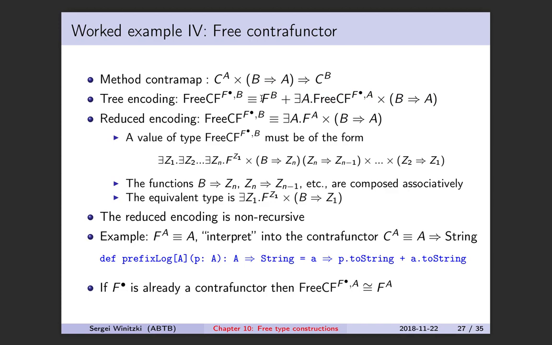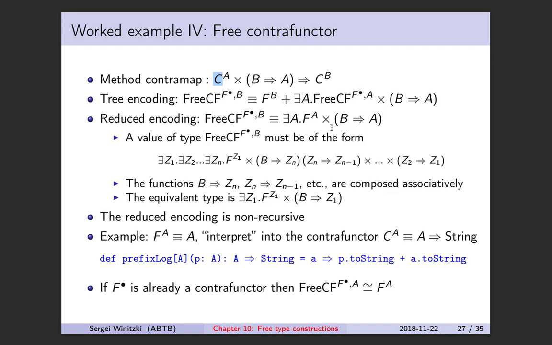Therefore, the tree encoding looks like this. Again, we are just following the general recipe. A tree encoding is a recursive type that is made out of a disjunction. The first is the wrapping of the generating type constructor f, and the second part of the disjunction is the method functor. Now, in this case, this is what we need to do. This is the recursive instance of the type.